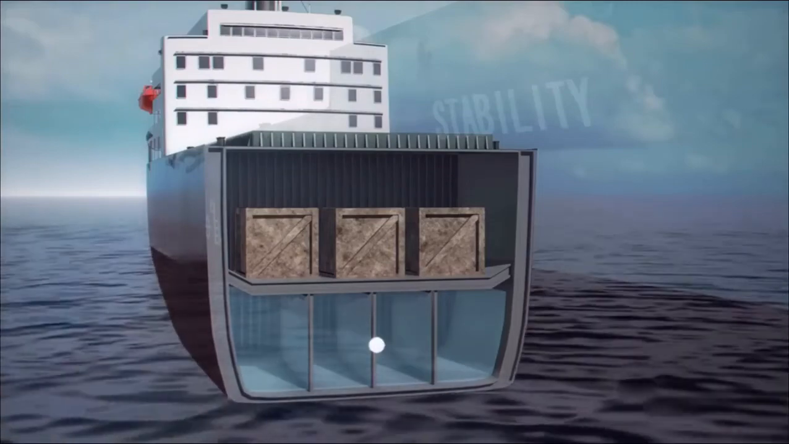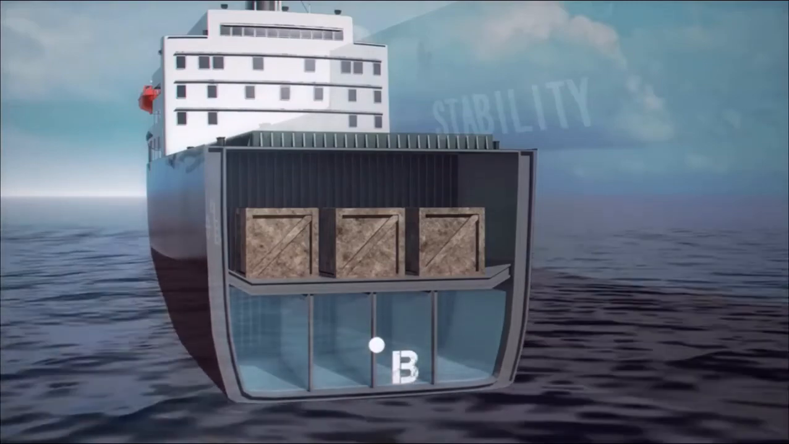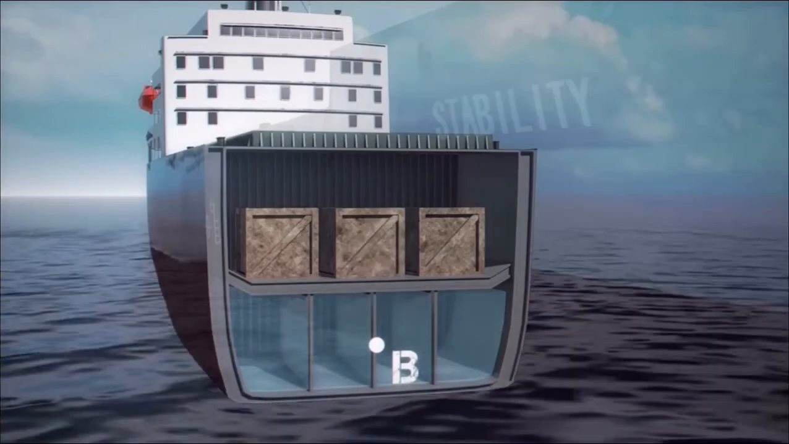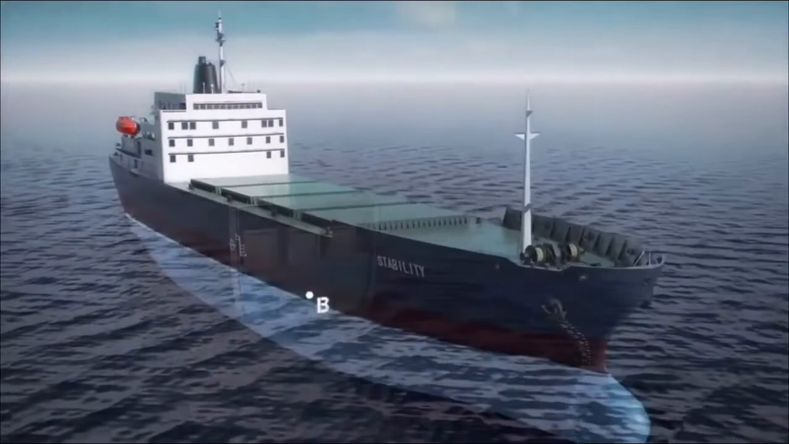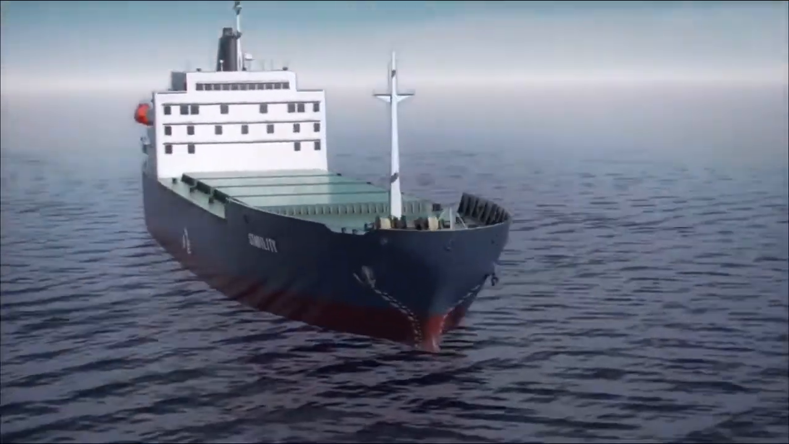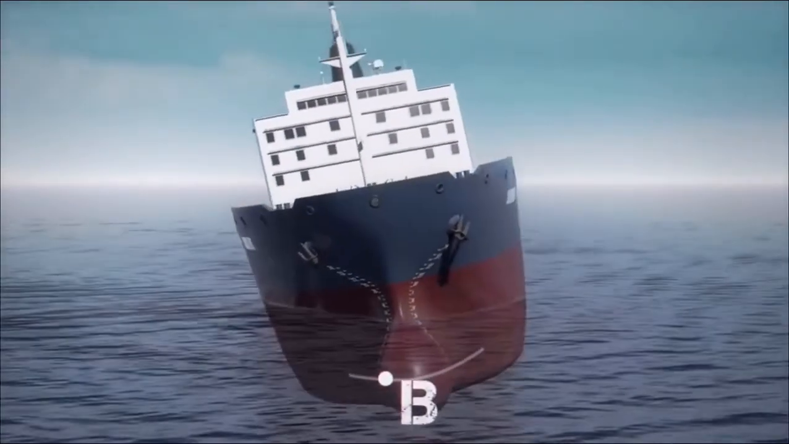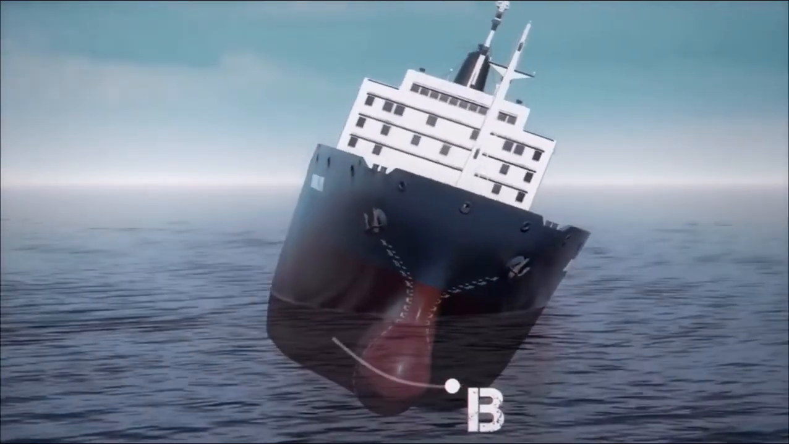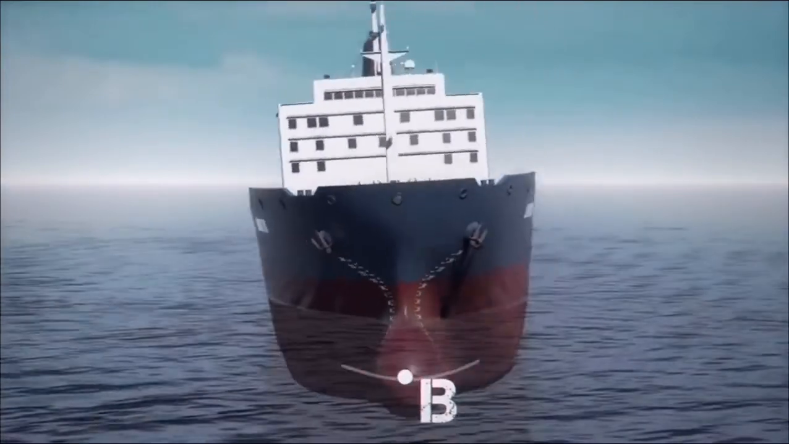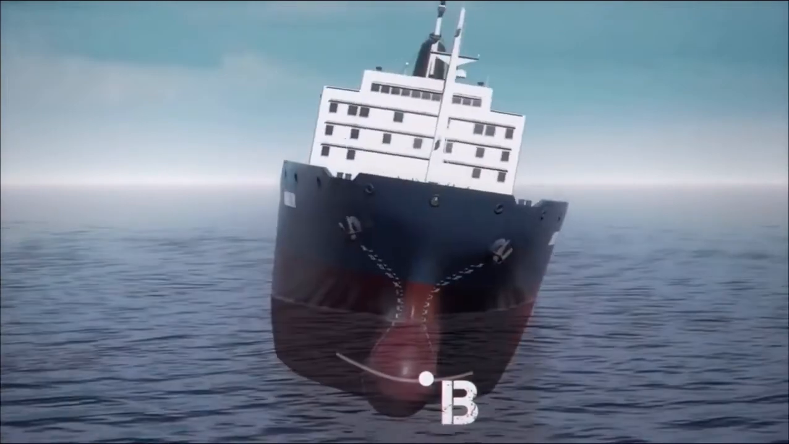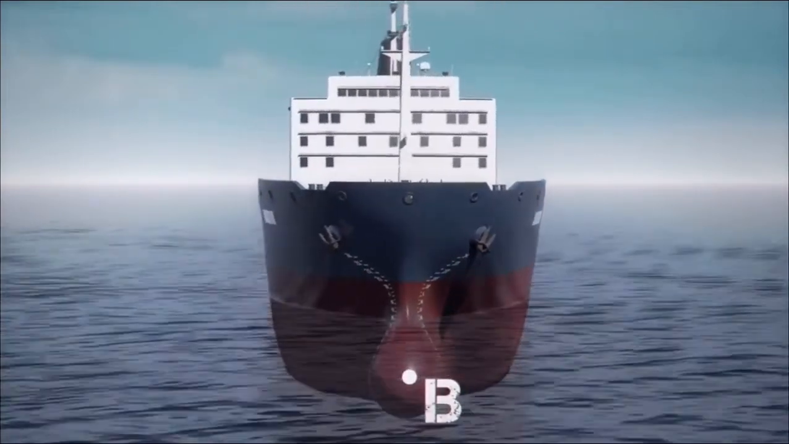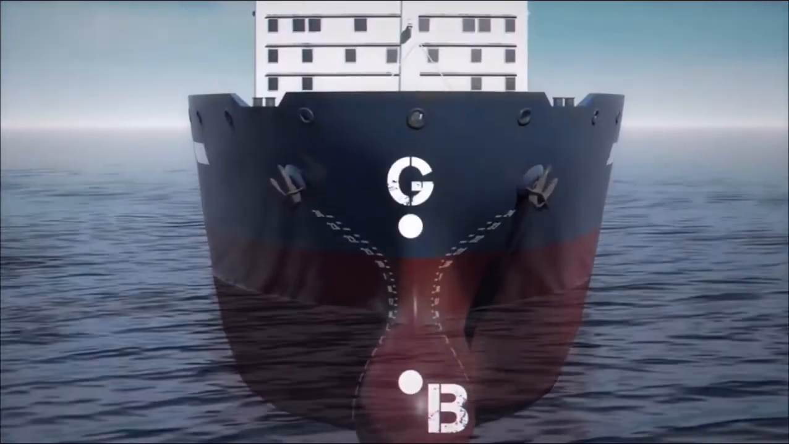Center of buoyancy, or B, is the single point where the upward force of buoyancy acts. It is located at the geometric center of the displaced volume, or the area of hull beneath the waterline. When a ship rolls in the water, the shape of the area beneath the waterline changes. The center of buoyancy is constantly moving to stay in the center of that area. The key to understanding stability is understanding how the center of buoyancy moves.